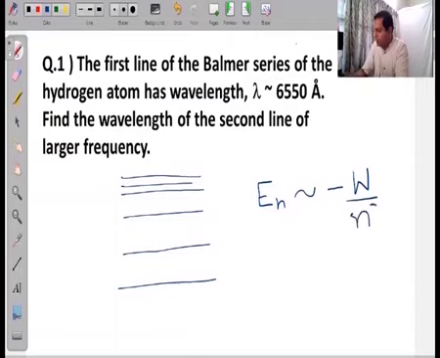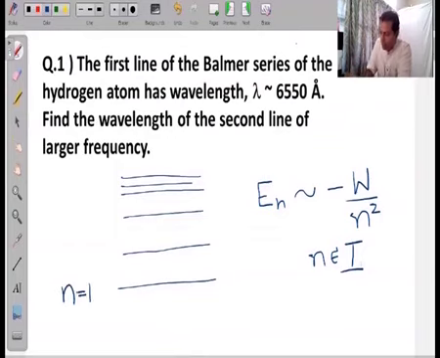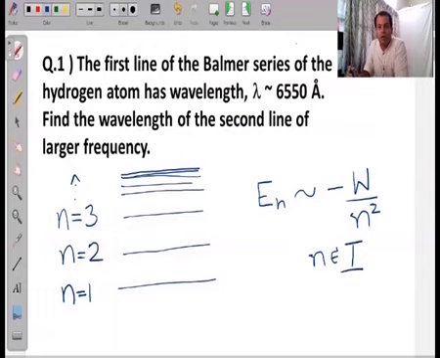So the energy levels of the hydrogen atom scale as minus W, a constant I'll talk about later, upon n square, where n is an integer. So here we have n equal to 1, which is the ground state, n equal to 2, n equal to 3, and so on up till n equal to infinity. We are talking about the Balmer series, and where exactly is this Balmer series? Well, let me draw first for you the Lyman series. The Lyman series corresponds to transitions where the final state is the ground state.